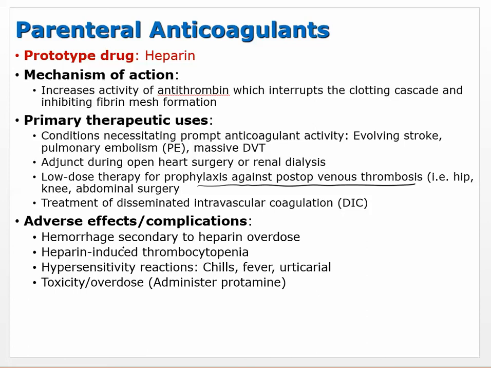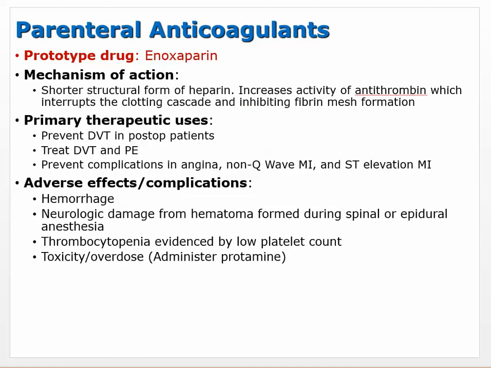Okay, so complications: hemorrhage. We're going to see that a lot. Hemorrhage, bleeding, secondary to heparin overdose, because these drugs are preventing clotting, so that can be a problem if bleeding starts in another area and causes a hemorrhage. Heparin-induced thrombocytopenia, thrombocytes being platelets, so that's a low platelet count. Hypersensitivity reactions, so that's allergy type things: chills, fever, urticaria. And then toxicity or overdose. You would administer another drug called protamine, and protamine is supposed to bind to the heparin and inactivate it.